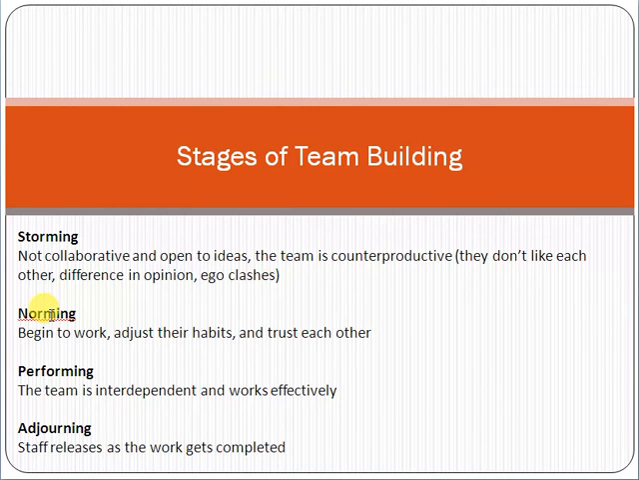Norming means, friend, that at this stage the team starts trusting each other and trying to understand each other, their habits, their behavior, their working style, their egos, etc. Now the team can understand each other, their approaches, their style of working, their thoughts. When they start understanding each other, things become normal at this moment. So this is called the stage of norming.